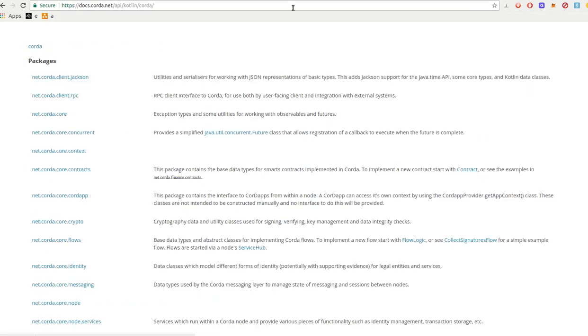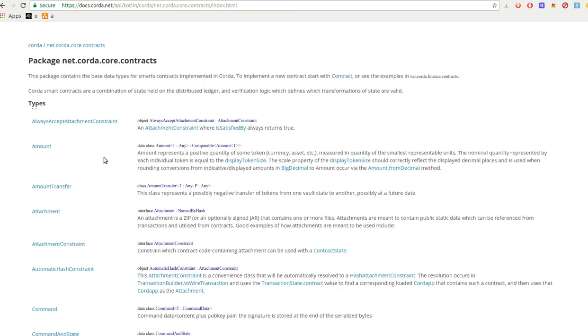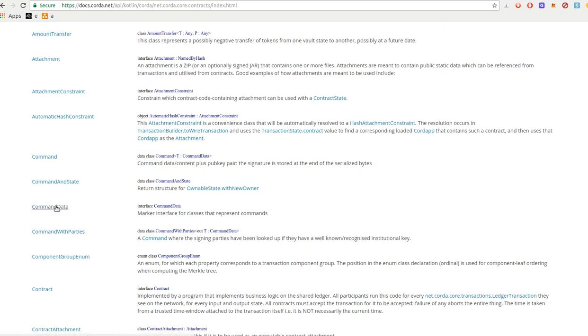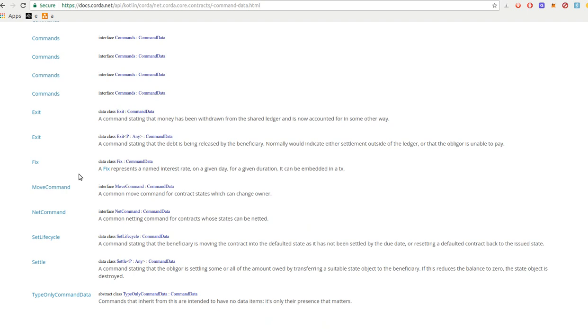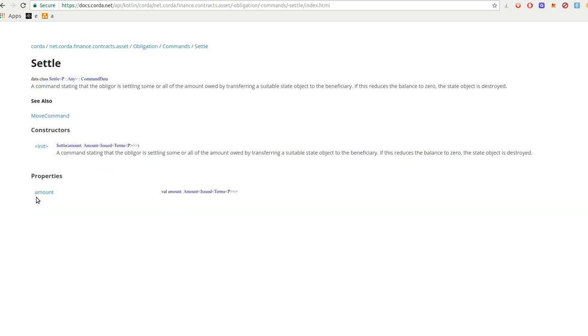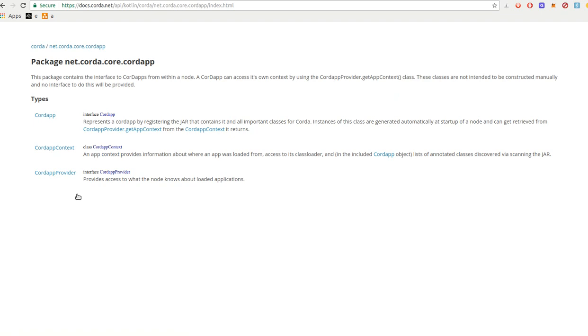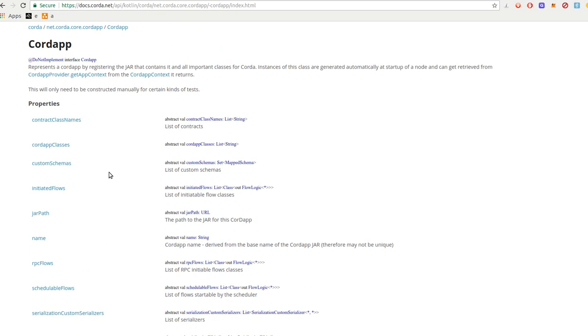And if we go to see what else we've got, contracts. So CommandData is used quite a bit with contracts, and we've got a settle down here. Okay, so for this I've got a bit more information. Okay, going back to Corda and CorDapp, Schedule flows.